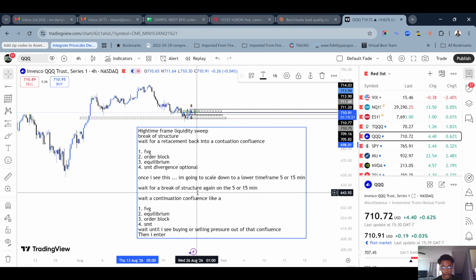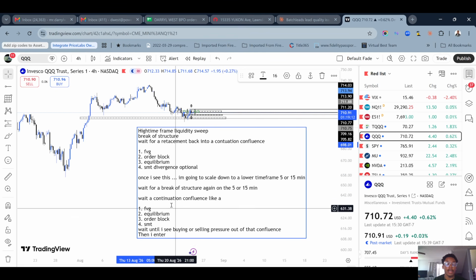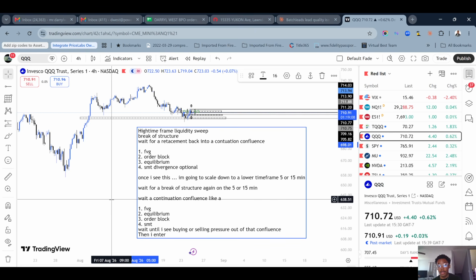And then once I see that break of structure, I need to see more continuation confluences like the ones I just mentioned: fair value gap, equilibrium, order blocks. SMT is optional, but you can use that as well. And then once I see that, I want to see either buying or selling pressure, depending on which way I want to take the trade. And then I enter, right? And then I take profits at the opposite draw on liquidity, so that would be another 1 hour high or another 4 hour high. All right, so that's the basis of that.